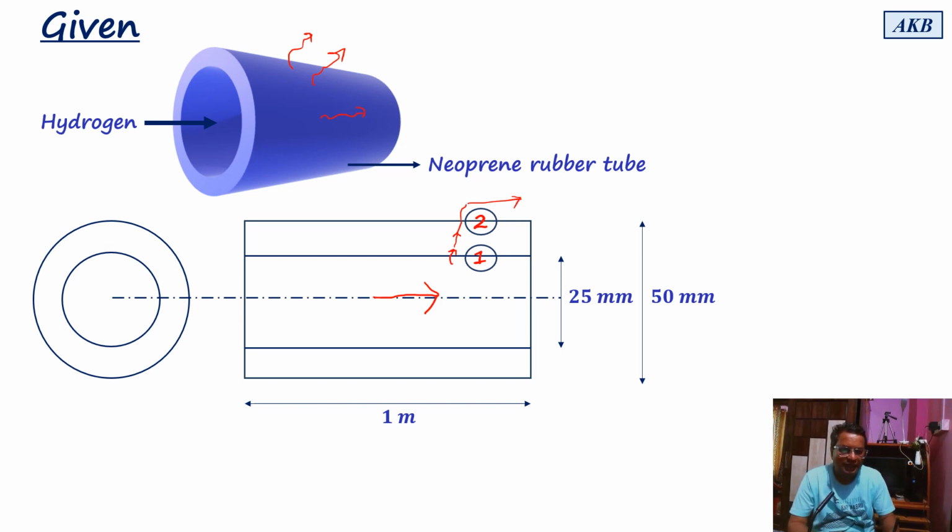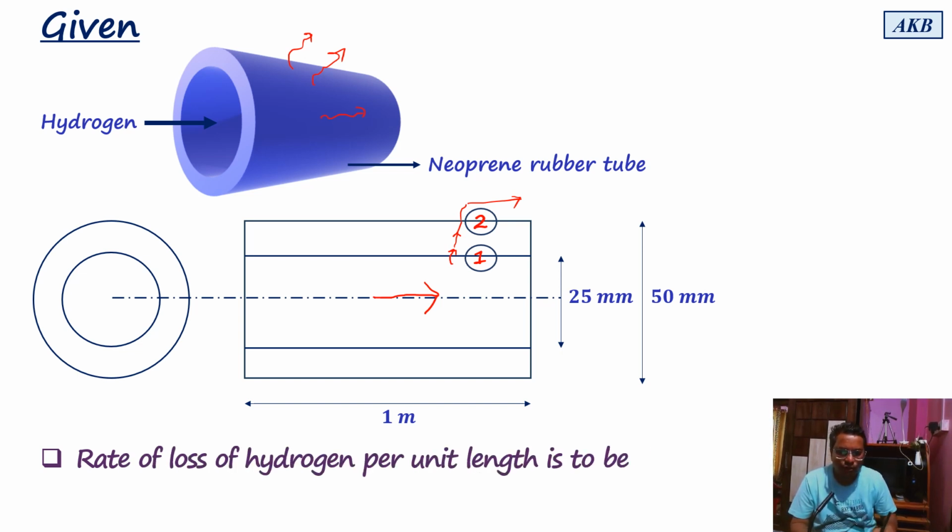So what is the rate at which this loss occurs, or what is the rate at which hydrogen diffuses before coming to the outer surface? We are supposed to find that out in this particular numerical. So the rate of loss of hydrogen per unit length is to be found out. I hope the problem statement is clear to you, and what we are supposed to find out is also clear to you.